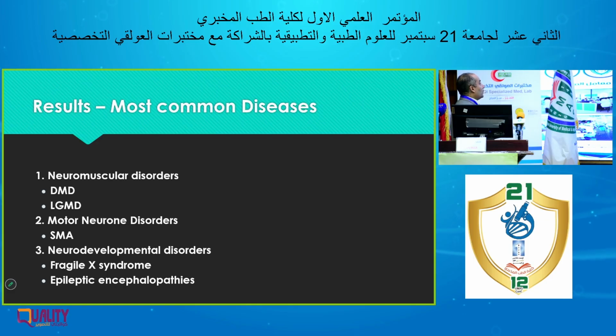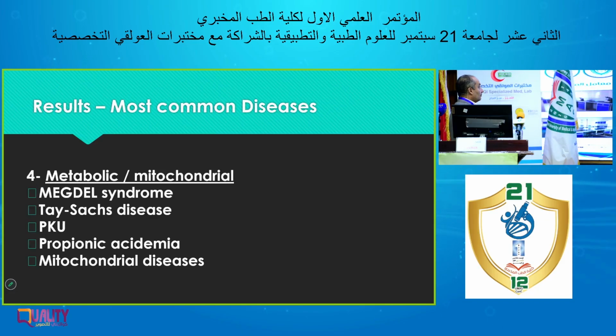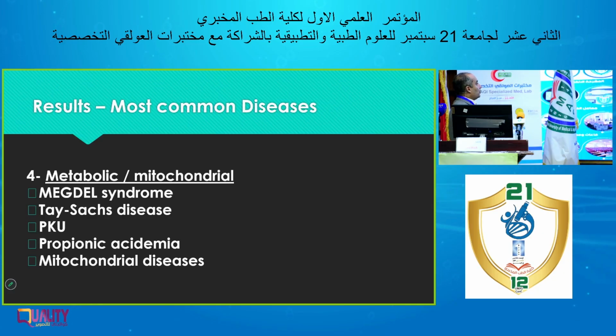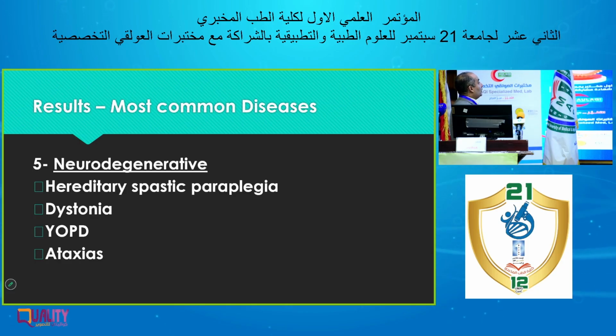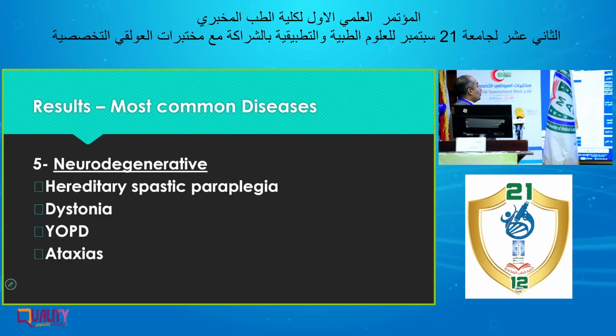What are the disorders detected by the genetic studies? The most common were neuromuscular disorders: Duchenne muscular dystrophy, limb-girdle muscular dystrophy, and motor neuron disorders, especially spinal muscular atrophy, and especially the adulthood type. Then neurodevelopmental disorders like Fragile X and epileptic encephalopathies. Metabolic and mitochondrial disorders like MEGDEL syndrome, Tay-Sachs, phenylketonuria, propionic acidemia. And neurodegenerative disorders like hereditary spastic paraplegia, dystonia, young onset Parkinson's disease, and ataxias.